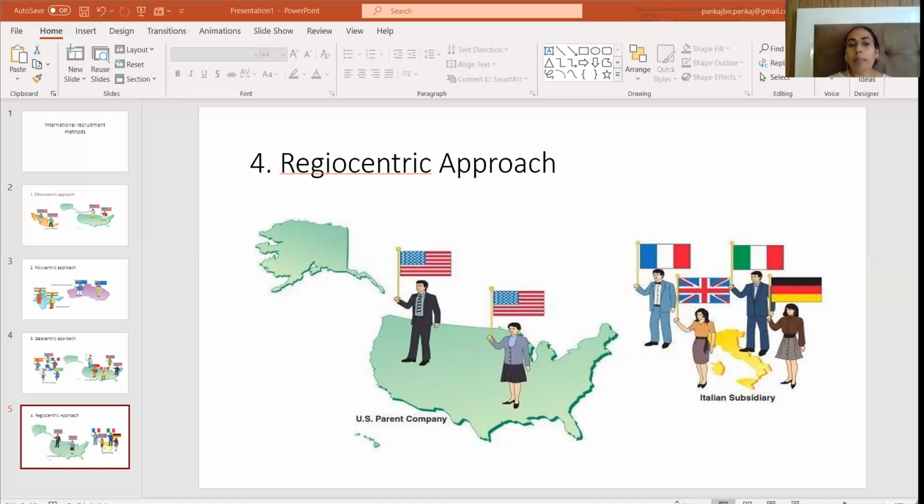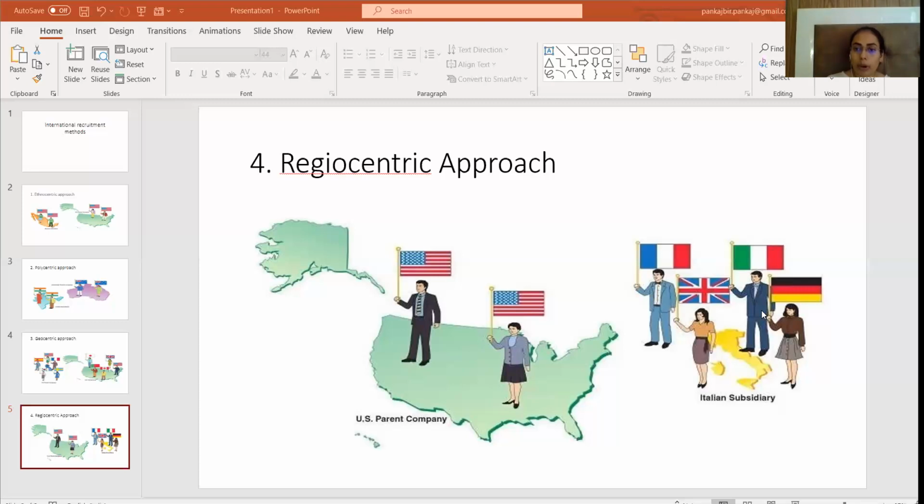In the regiocentric approach, the adaptability of companies and product strategy could be different from one country to another, when regional expertise is needed. In that case, this kind of recruitment process is utilized. As you see in the example, the US parent company uses natives of the US at the company headquarters, and natives of European countries are used to manage Italian subsidiaries.